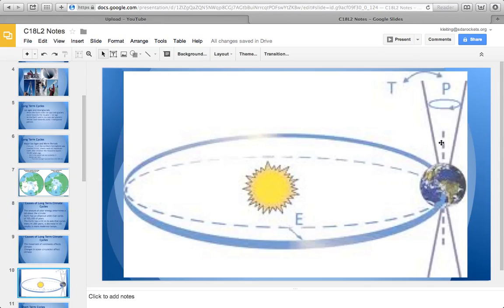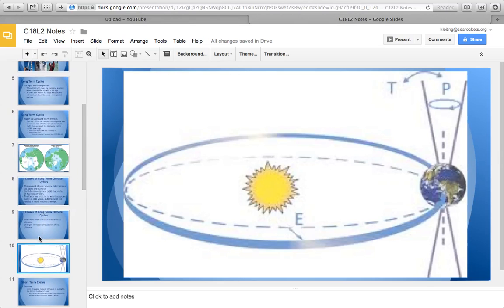The tilt of the Earth, we are on an axis of 23.5 degrees. If we're tilted towards the sun, it's going to be warmer. Away from the sun will be cooler. And we'll talk about that more when we start to talk about seasons.